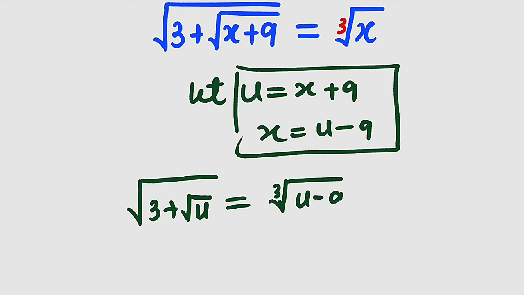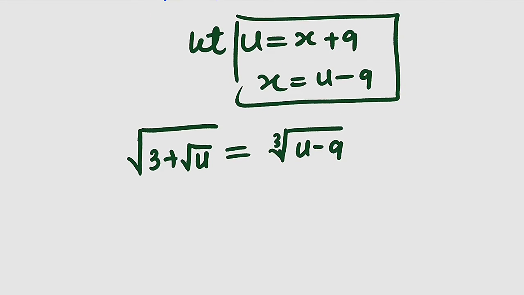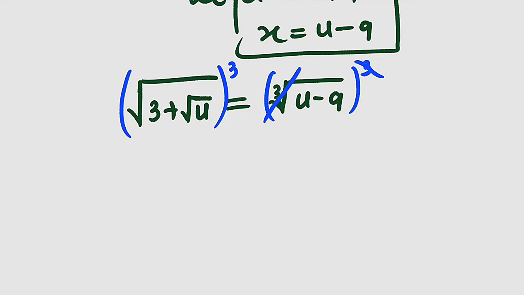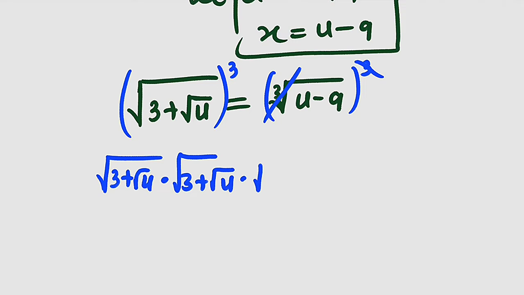u minus 9. To get rid of the cube root, we have to cube both sides. Raise both sides to the power of 3. Raise this to the power of 3, so that this will cancel this. But what happened to the left hand side? It will be the square root of 3 plus square root of u times the square root of 3 plus square root of u times the square root of 3 plus square root of u. And this is equal to u minus 9.